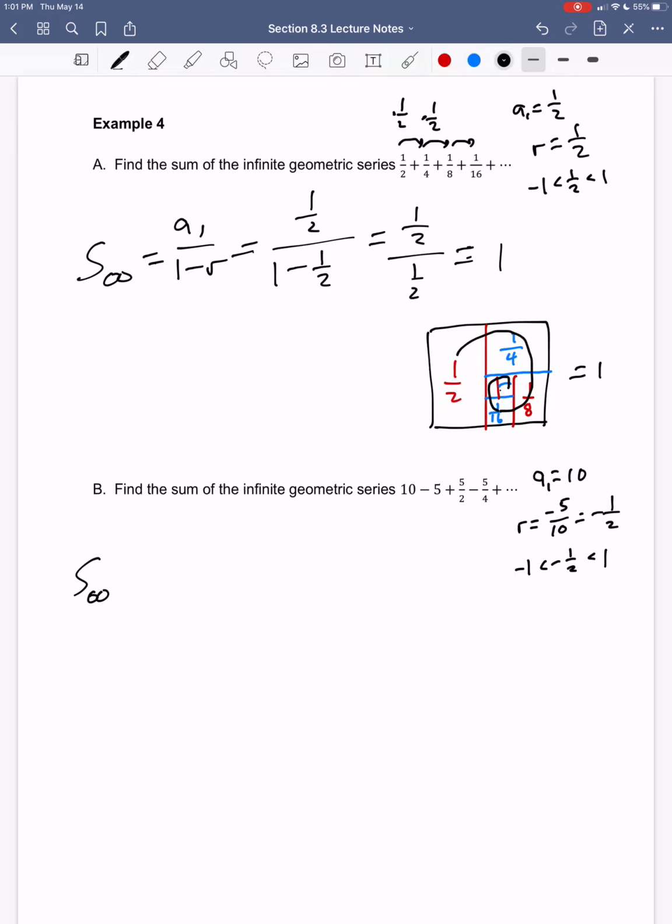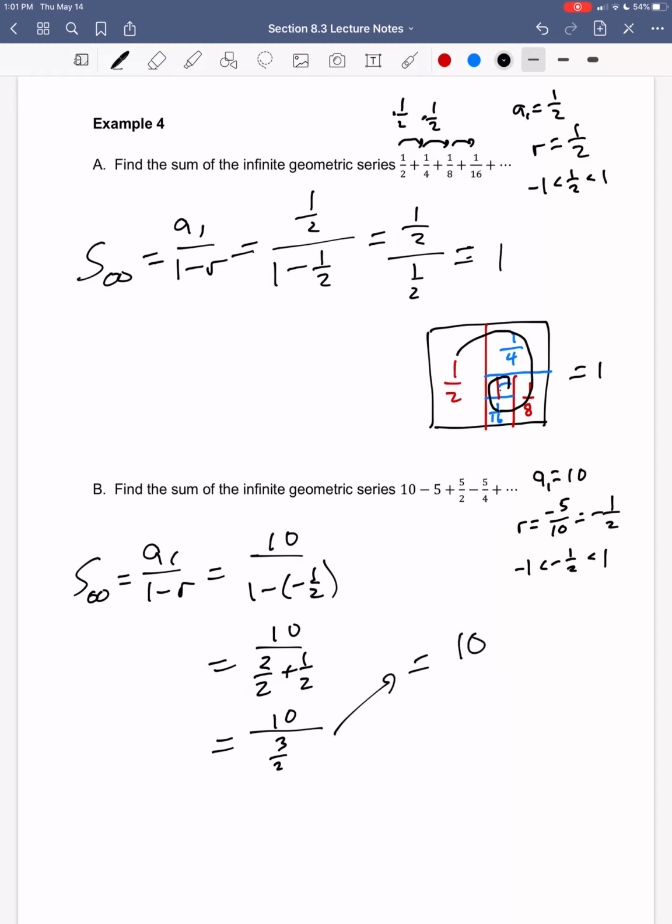So S sub infinity would be A sub 1 over 1 minus R. So A sub 1 is 10. We have 1 minus -1/2. So 1 would be 2/2 plus 1/2. So that's 10 divided by 3/2. Well, I can write that as a division problem, but then instead of dividing by a fraction, I multiply by the reciprocal, and we would get a sum of 20/3.